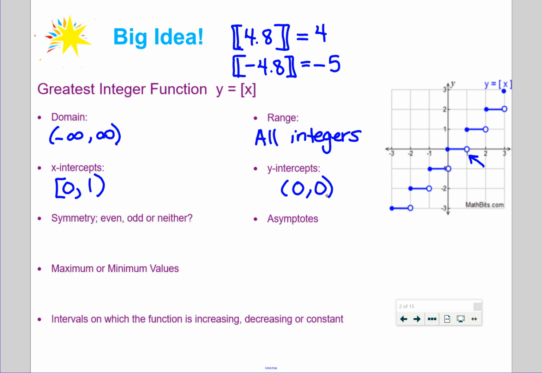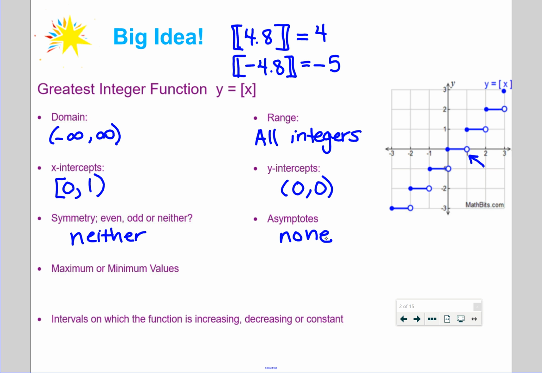Symmetry, this function almost looks odd, but if you take your paper and flip it upside down, you'll notice that like this little stair here actually ends up on the left side. It ends up in a different location. That's a good place to look. So it's close to odd, but it is not odd. So we're going to say neither on this one. Neither. There are no asymptotes.